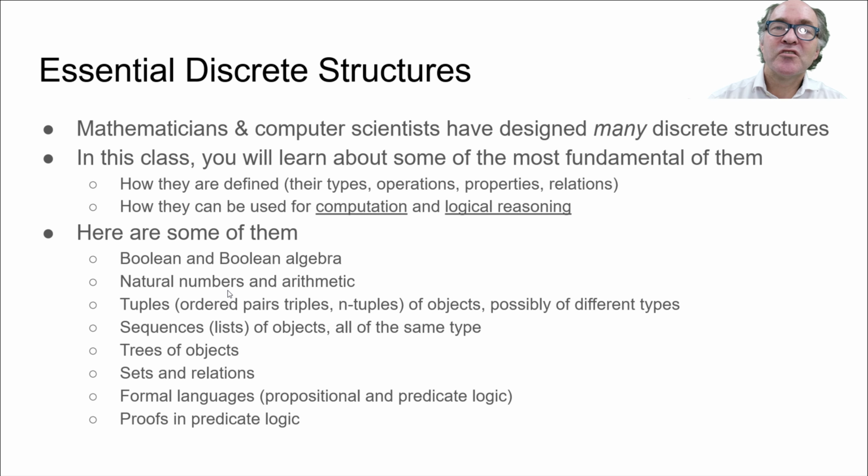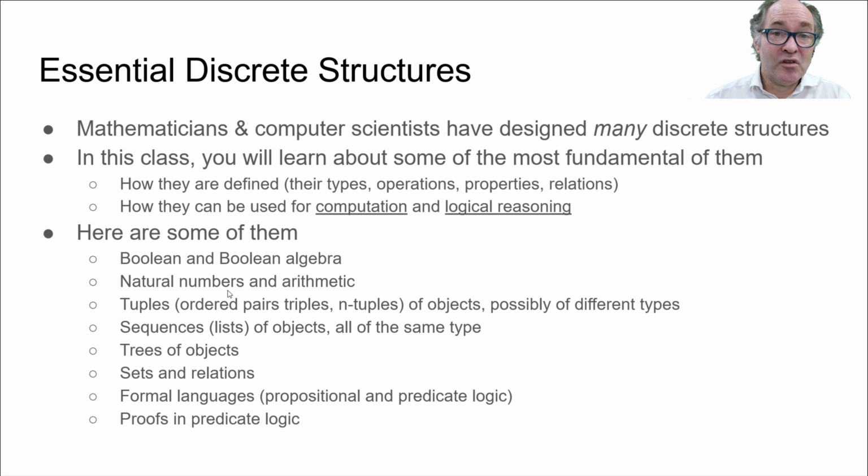So here are some of the discrete structures. You already know about some of them, and you've probably heard about the rest, but in this class we're going to make these ideas really very precise, and in particular we'll look at data types, operations, properties, and relations involving discrete structures that can be used to represent Boolean values and Boolean algebra, operations on Booleans like and, or, and not, natural numbers and arithmetic, which we've already talked about here.